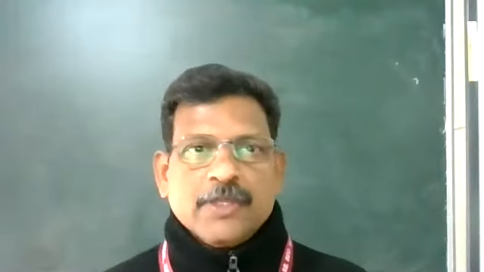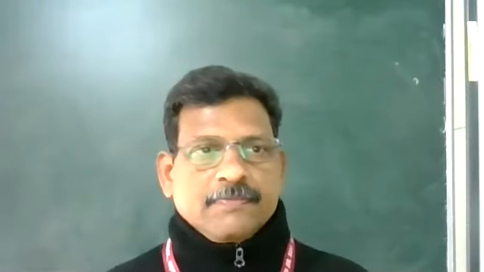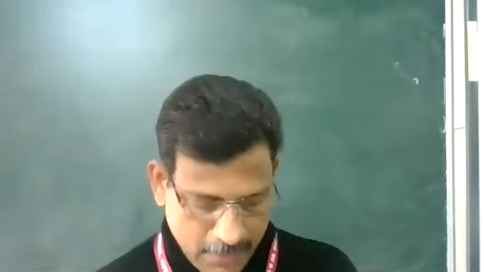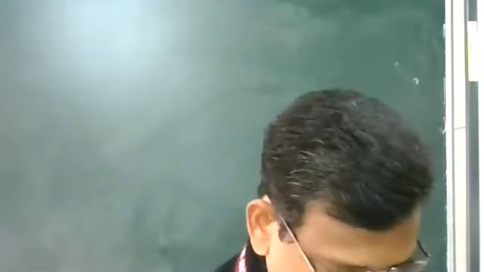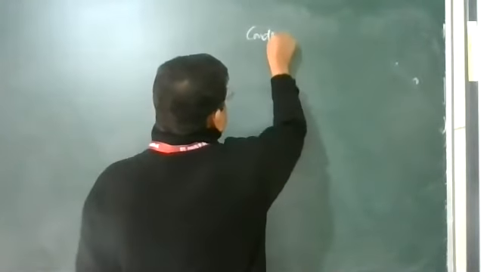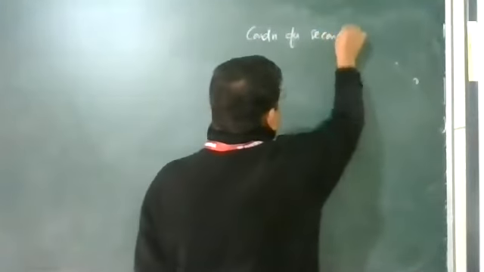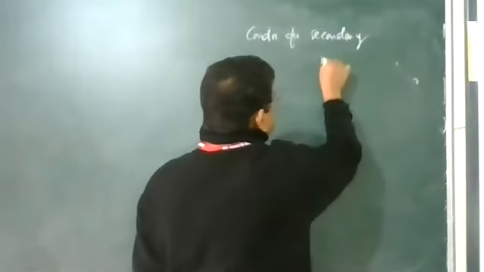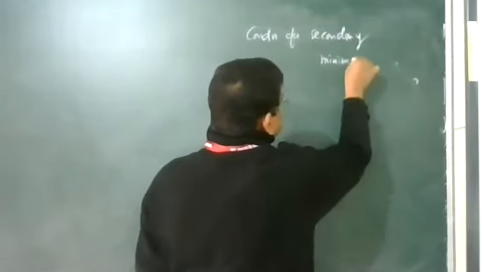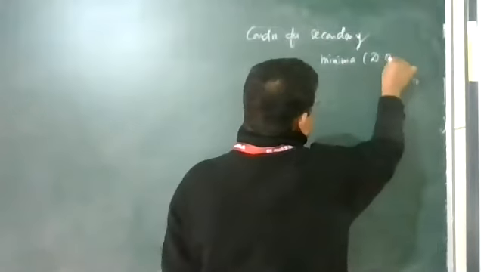And we are going for the conditions for minimum, the dark bands, that we call the secondary minimum. So the condition for secondary minimum, that is case 2. Condition for secondary minimum, and we call it a dark band.